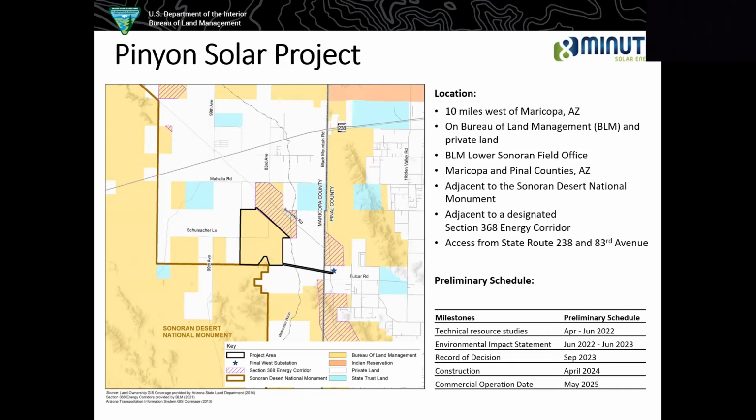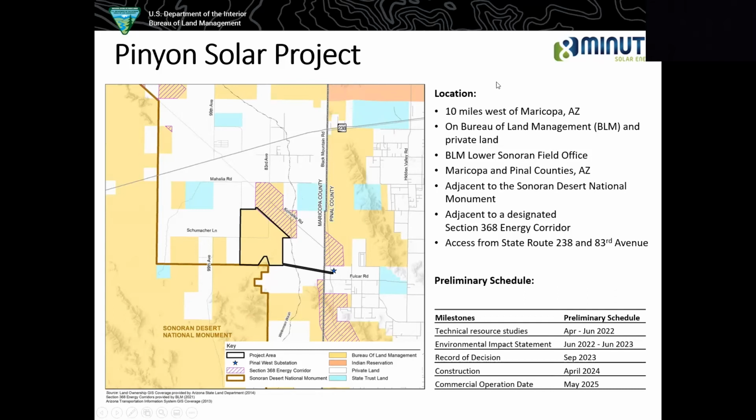Project itself, Maricopa County, portion of the gen tie would be within Pinal County as it gets close to the Pinal West substation. Also of note, in this area, we are adjacent to Section 368 Energy Corridor. There's a number of existing utilities within this corridor right now. And this is very early stage.